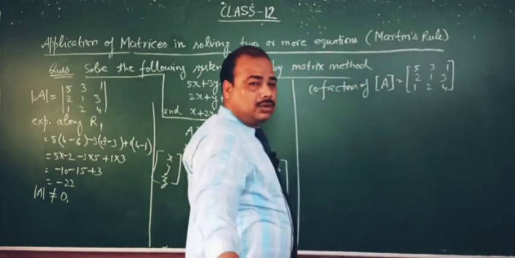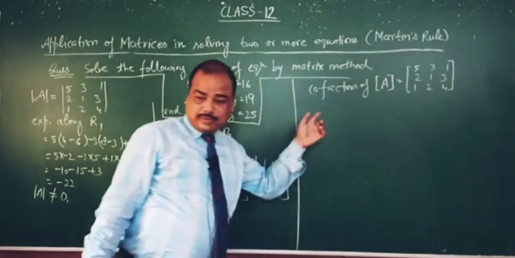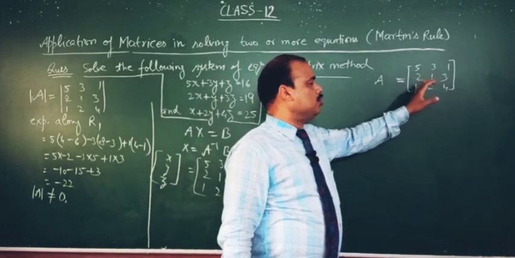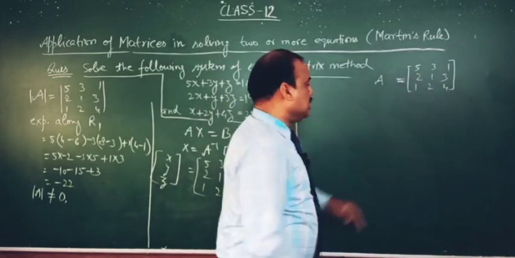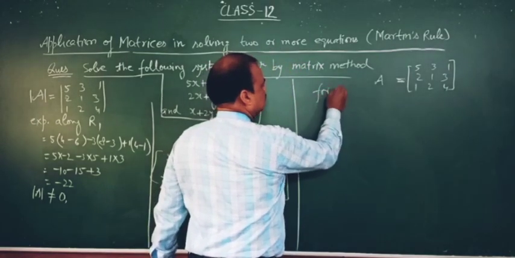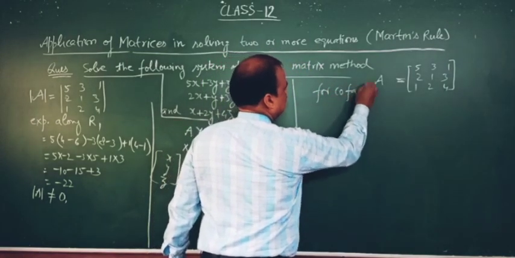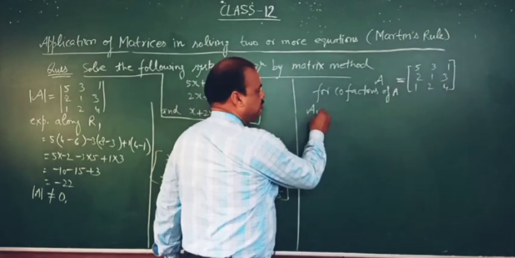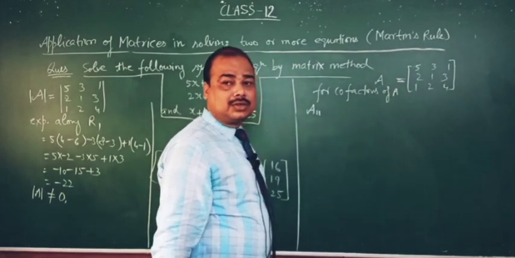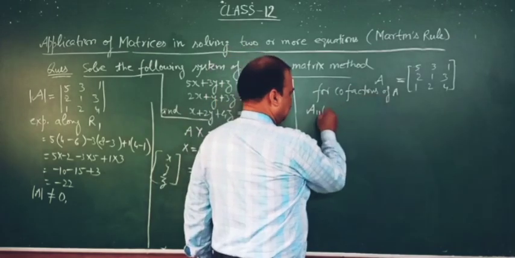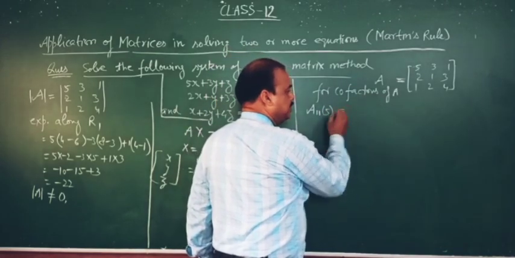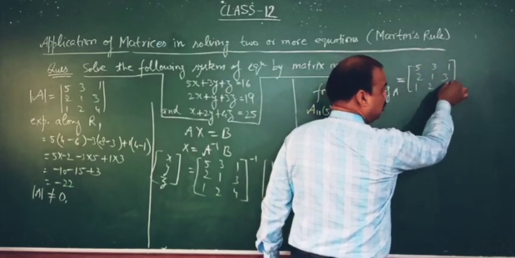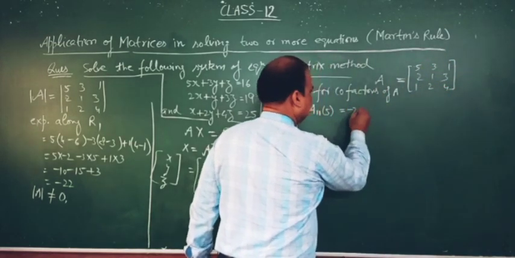Now matrix A is 5, 3, 1, 2, 1, 3, 1, 2, 4. For the cofactor of A11, it means first row and first column. Cofactor of 5: we have to hide the first row and first column. 4 minus 6, it means negative 2.